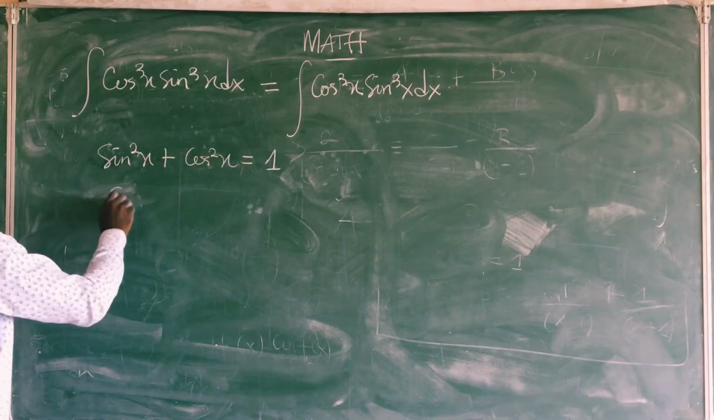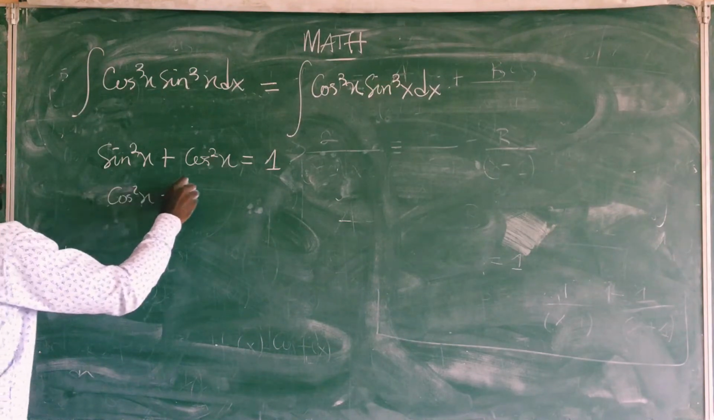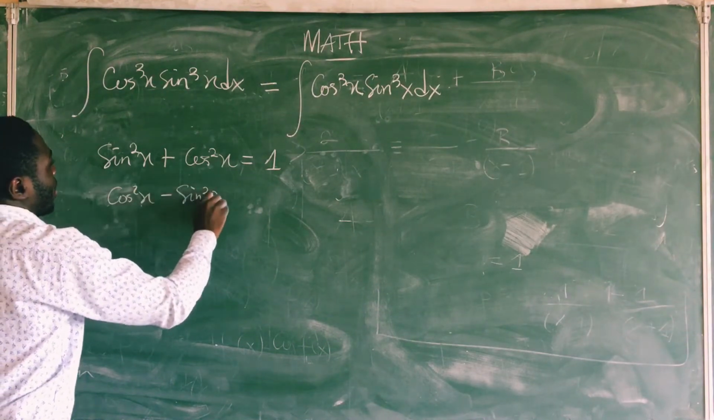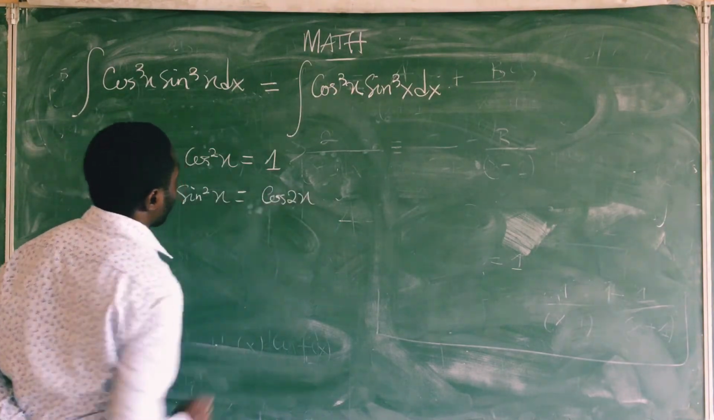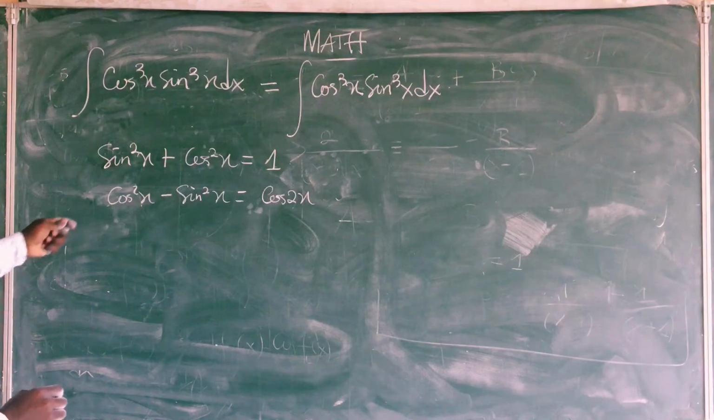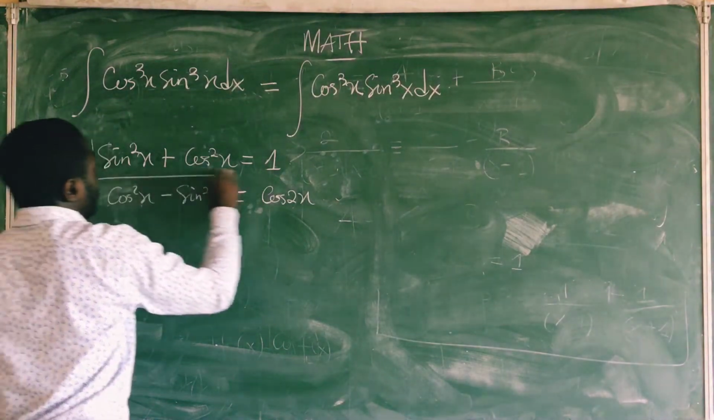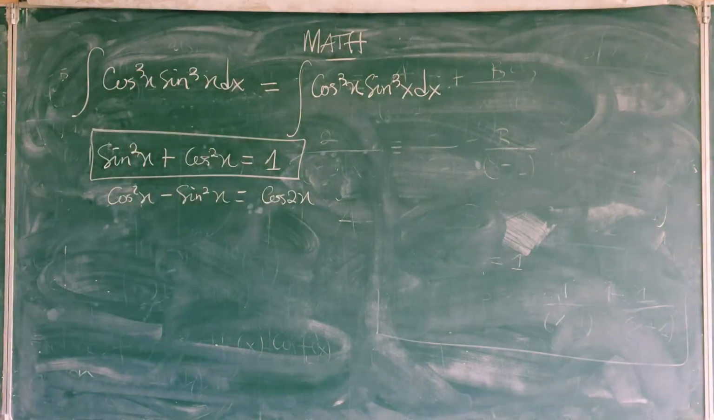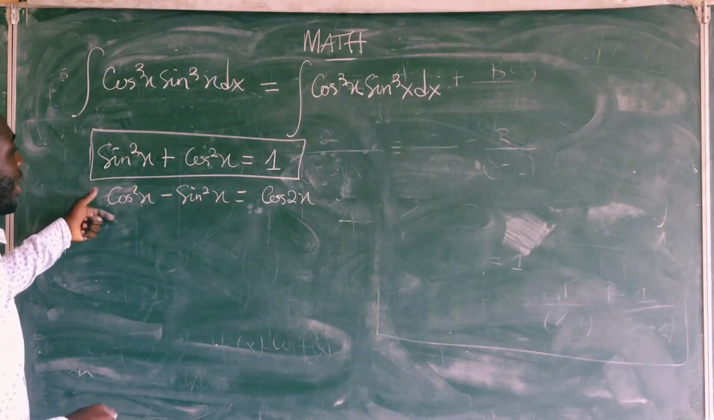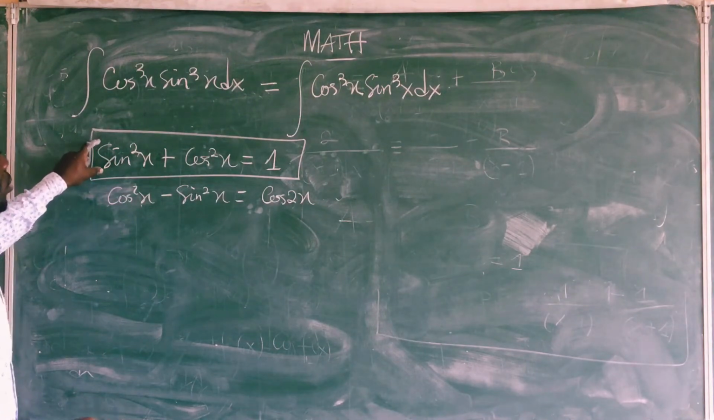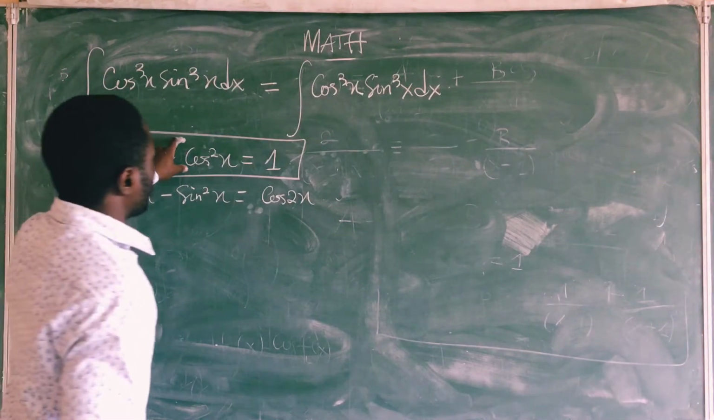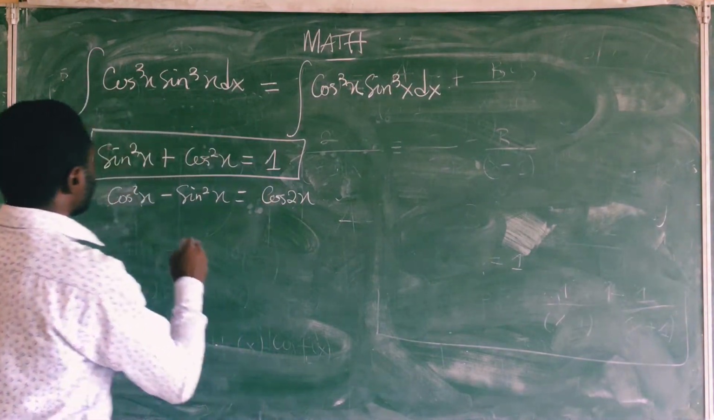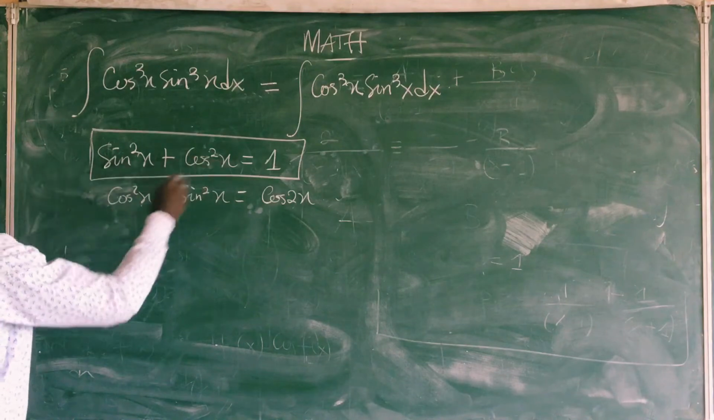Sine squared x minus sine squared x is the same as cos 2x. But the identity I would like us to use here is the first identity. This one is the double angle identity. Now here we are going to talk about sine squared x plus cos squared x equal to 1. So it means that I can make one of these the subject of the formula.